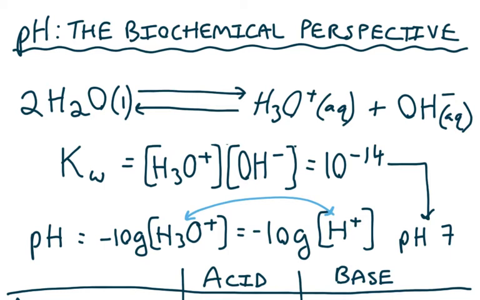So, the importance of pH, especially in biochemistry, is that water is the solvent of life. And water has this interesting equilibrium you can see at the top of the page, where it turns into hydronium ion, or H3O+, and hydroxide ion, OH-, by the exchange of a proton, or an H+.